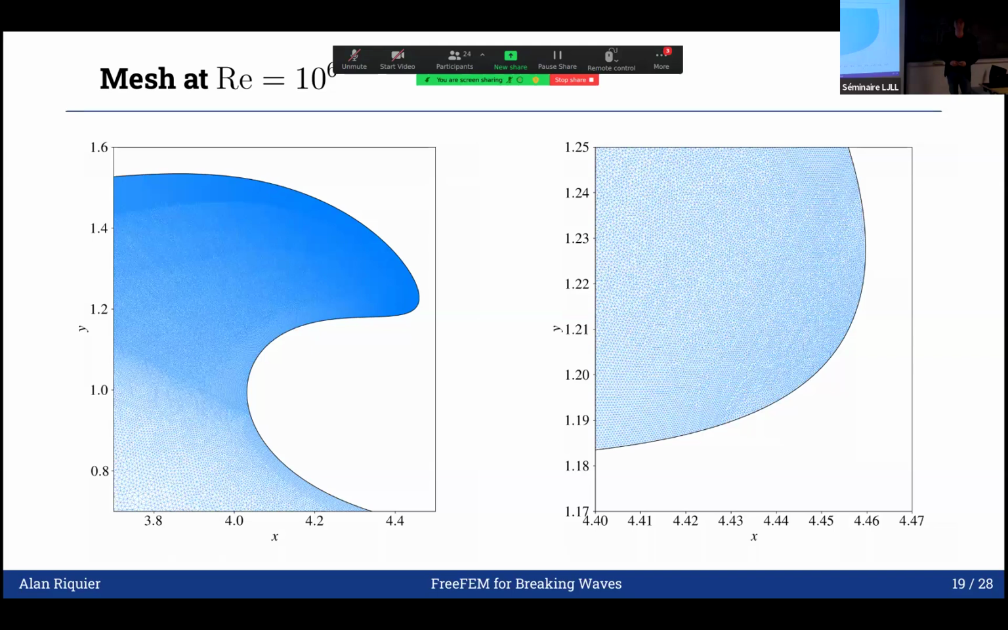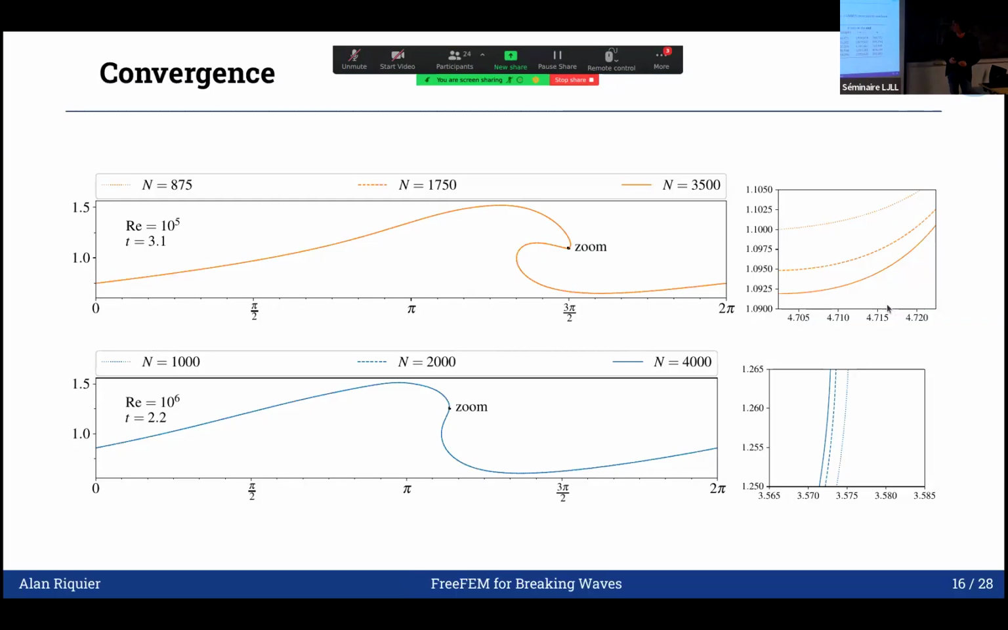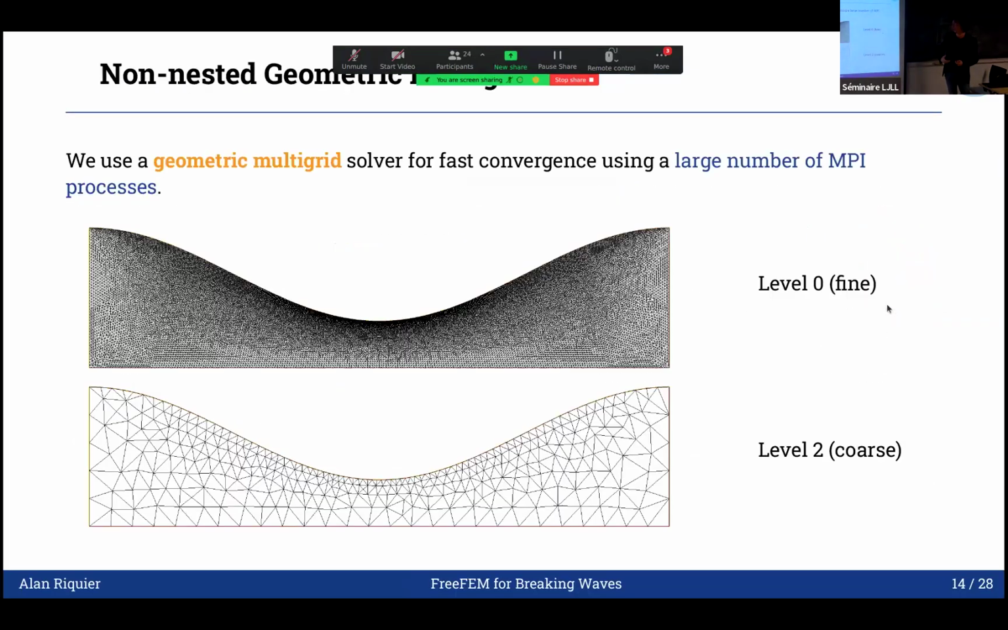Question: when you showed the two meshes, it looked like they were not nested. Yes, they are not, because otherwise the interface won't be as precise. It would be interesting, in the case where you have a block at the bottom, to compare with a shallow water approximation. Yeah, I would be too.